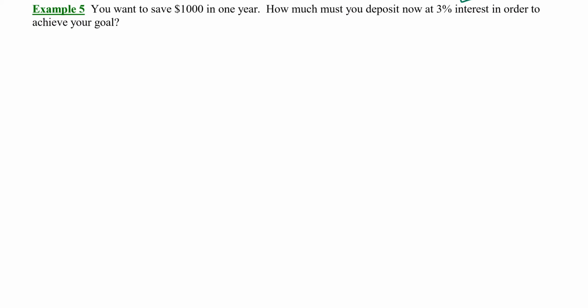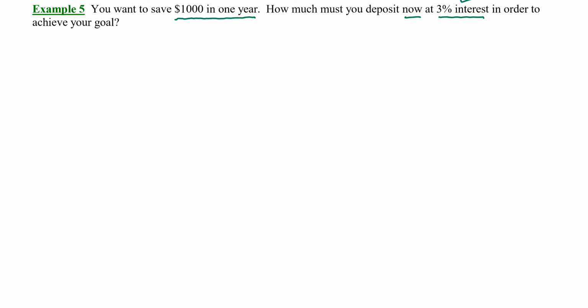One more example. You want to save $1,000 in 1 year. That is an excellent goal for a college student. Save $1,000 in 1 year. How much must you deposit now at 3% interest in order to achieve your goal? So, because you are a college student and you have education about simple interest, you're going to take a lump sum of money now and you're going to deposit it at the beginning of the year in a savings account that pays simple interest, and you're going to let it grow to $1,000, right? So how much should you deposit now?